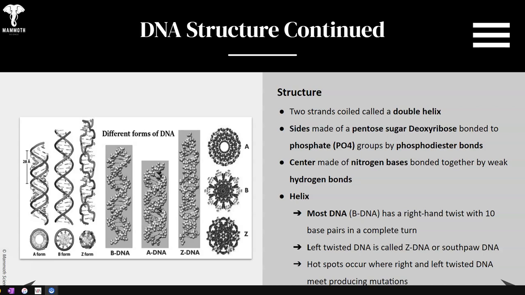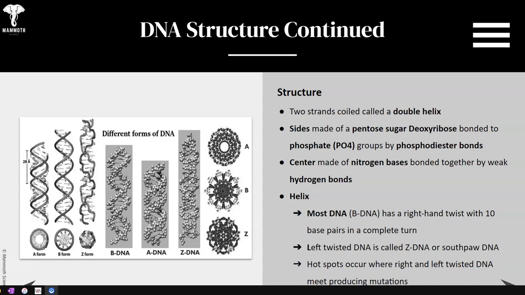So let's talk about structure in general. The sides are made up of a pentose sugar, deoxyribose, bonded to phosphate groups by a specific type of bond called phosphodiester bonds. The center is made of nitrogen bases bonded together by weak hydrogen bonds. Thus, we term it a double helix. Most DNA in the world is B-DNA, or a right-hand twist with 10 base pairs in a turn.